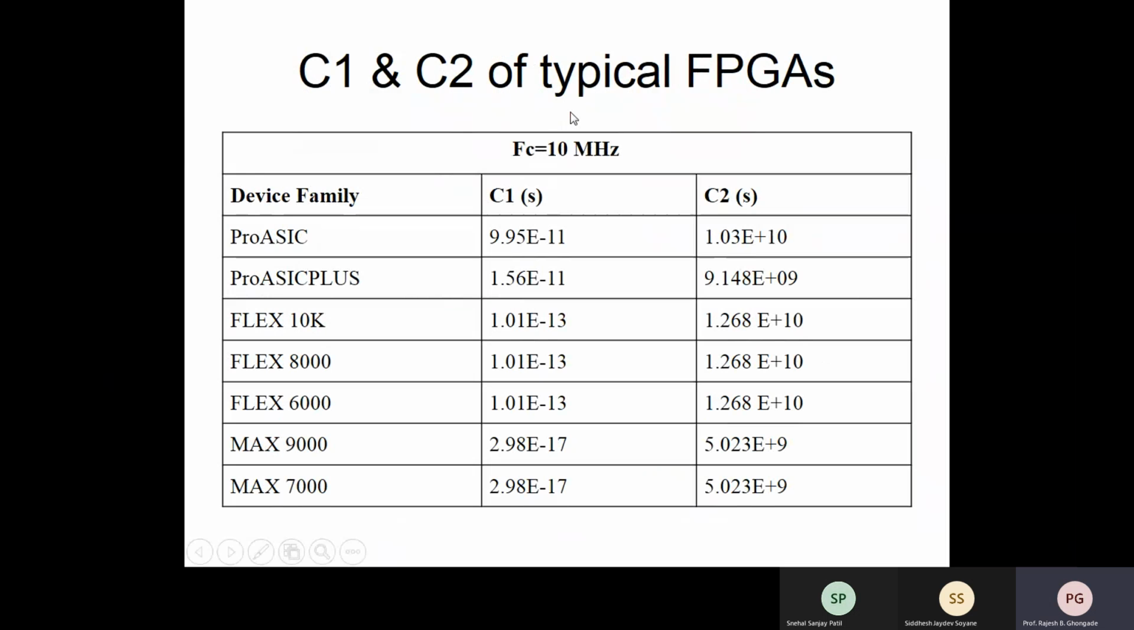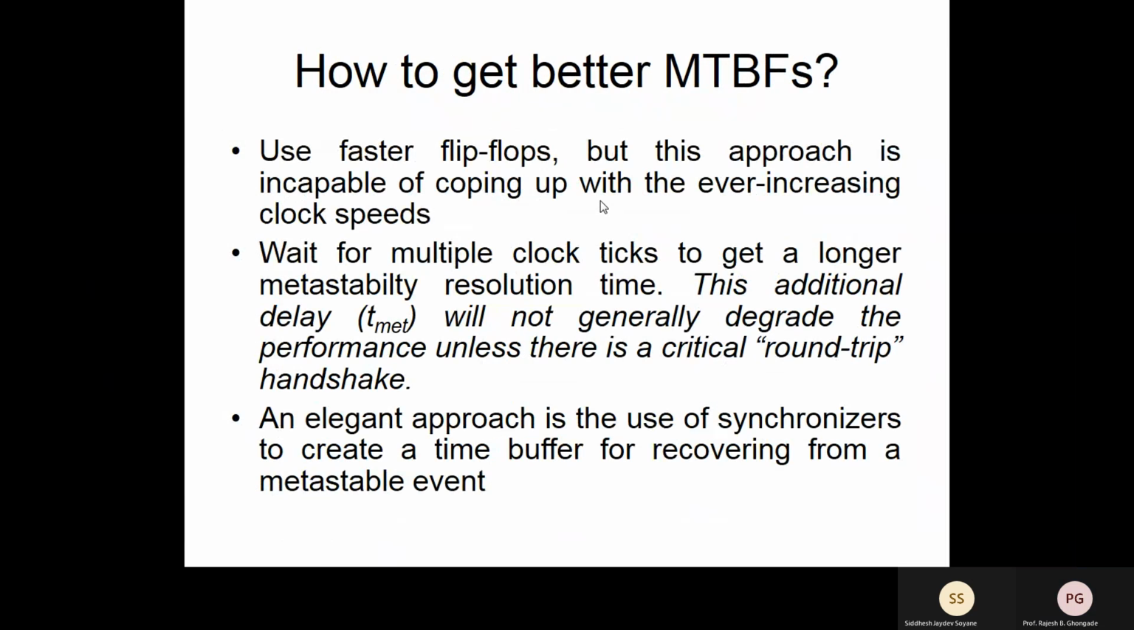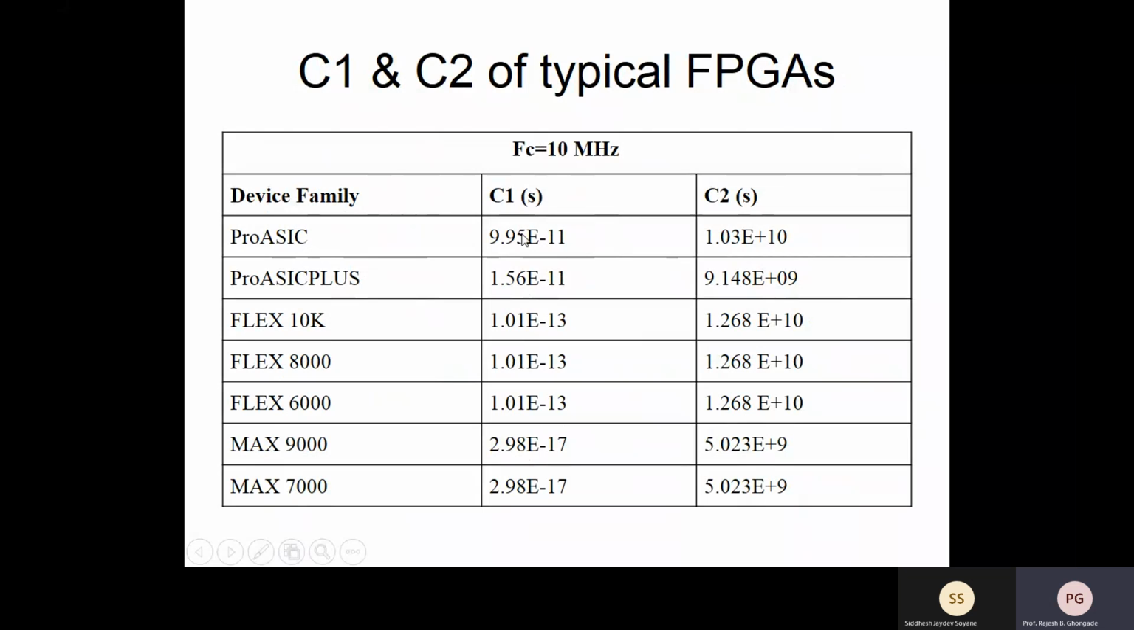So these are the C1 and C2 for typical FPGAs. For ProASIC, which was manufactured by Actel, now it is no longer manufactured, but then other devices are also there. You can see that C1 and C2 values are given, FC is given, and you can very easily calculate the MTBF. Now MTBF will run into years. Please remember this, and that is what is expected of a good system.